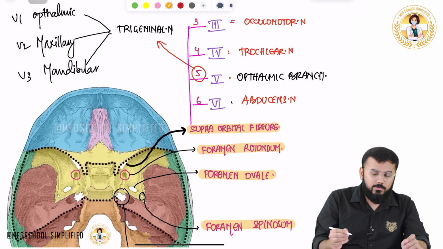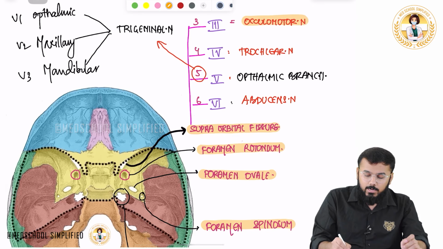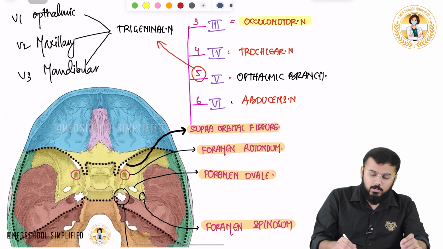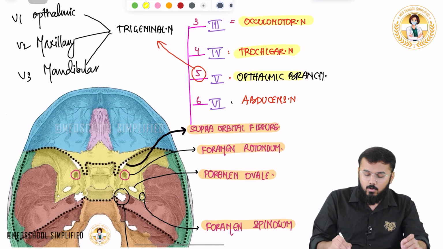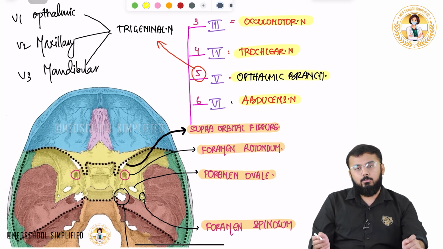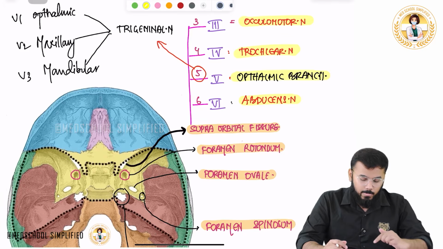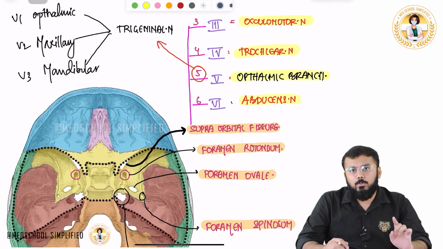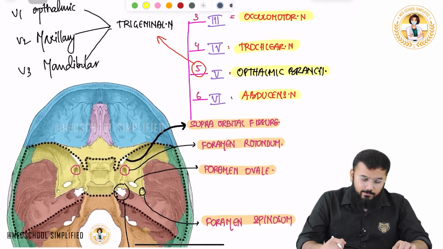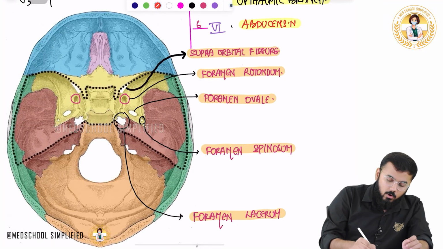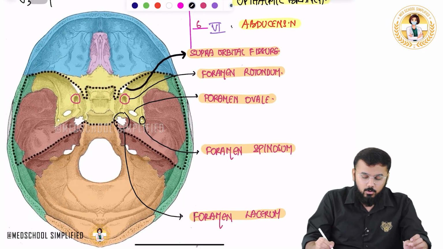Okay, so what are the different cranial nerves over here? Third cranial nerve, fourth cranial nerve, ophthalmic branch, and abducens, that is the sixth pair of cranial nerves. So these are the structures that are passing through what? Through the supraorbital fissure. Now after that, the next important thing we have got over here is your foramen rotundum.